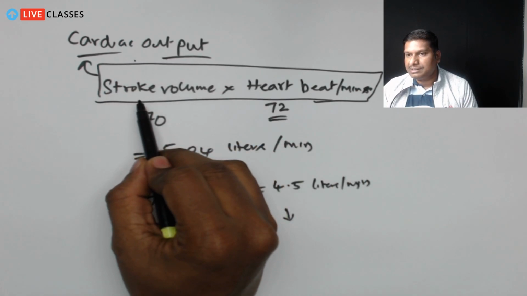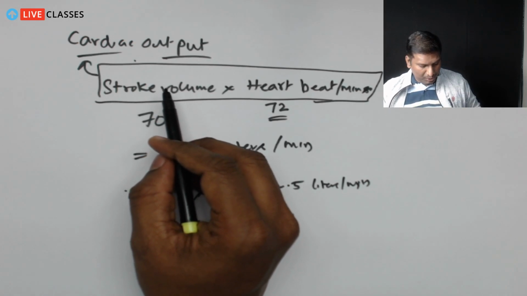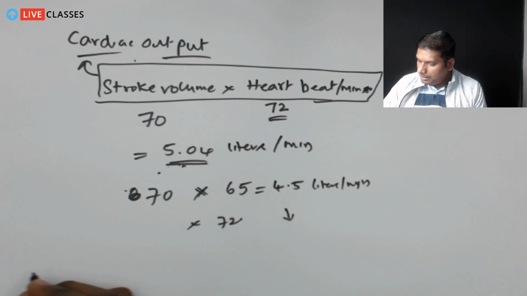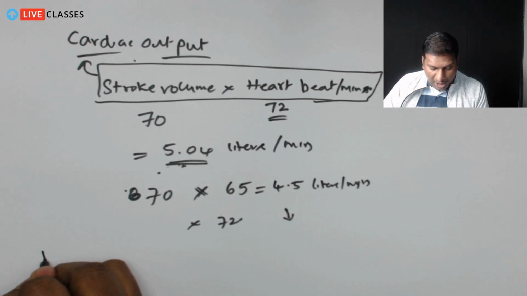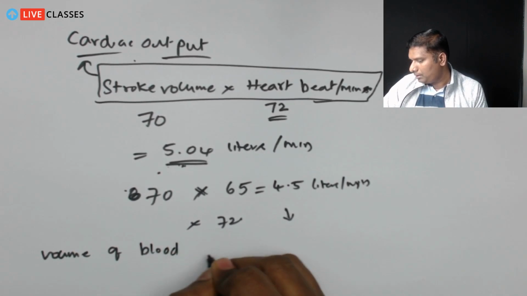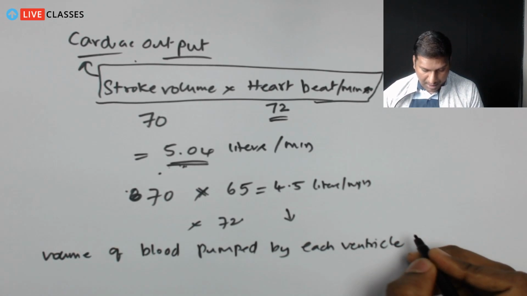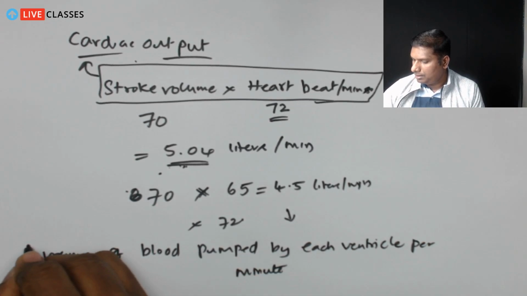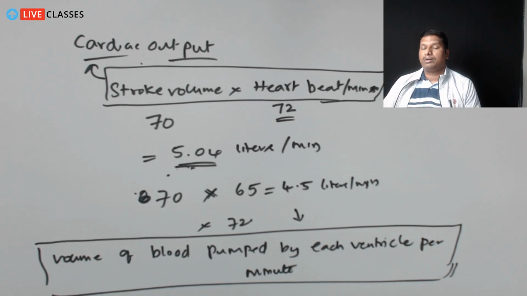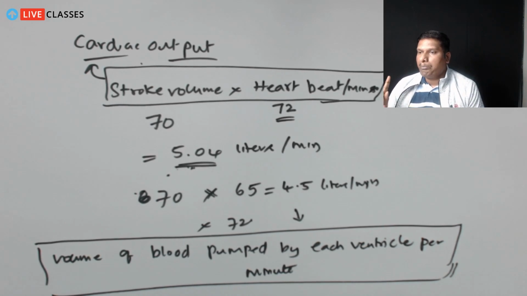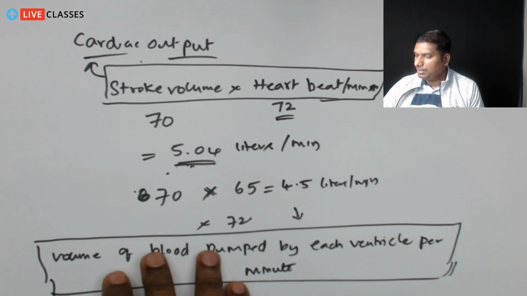So cardiac output, if you have to define it, you can say it is the volume of blood pumped by each ventricle per minute. So that's your cardiac output. Stroke volume is how much volume is pumped out per cardiac cycle. But per minute, how much volume of blood is pumped by each ventricle is your cardiac output. So this is the definition of cardiac output.